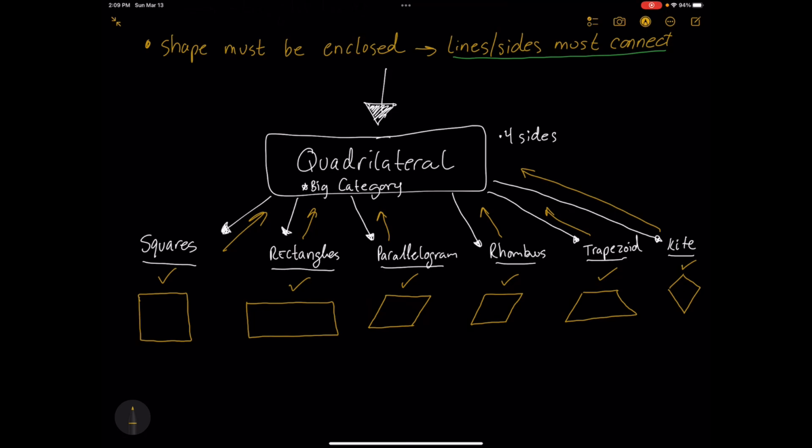In the next video, we're going to look at each one of these: squares, rectangles, parallelograms, rhombus, trapezoid, and kites, and we'll look at the unique characteristics of each one and why each one is called what it is, what makes it what it is, okay? All right, so we'll go into that in the next video.